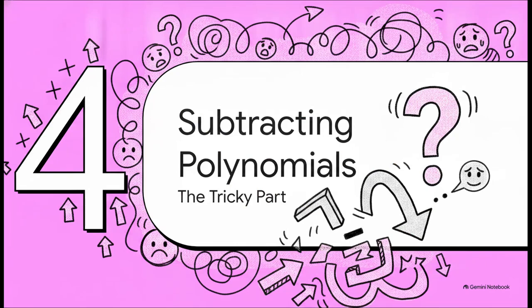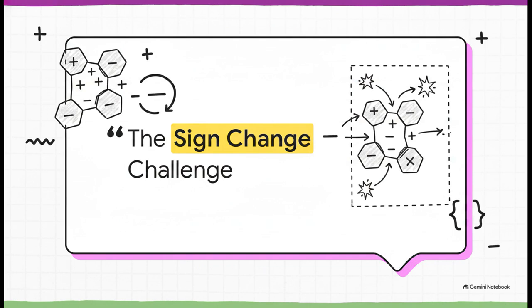Section 4, subtracting polynomials, the tricky part. The source material for today's explainer frames this next concept beautifully as the sign change challenge. And this is the part where people usually trip up. So the crucial point is mastering this specific challenge.